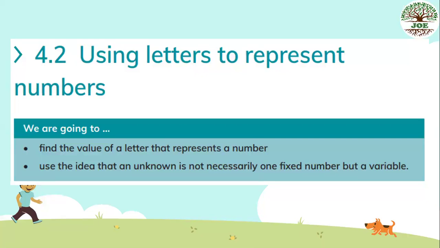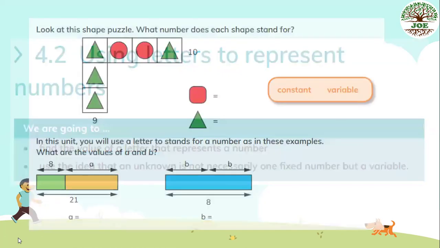Okay, this one is Article 4.2. Using letters to represent numbers. We are going to find the value of a letter that represents a number, and use the idea that an unknown is not necessarily one fixed number, but a variable. Okay, this is what we are going to learn.